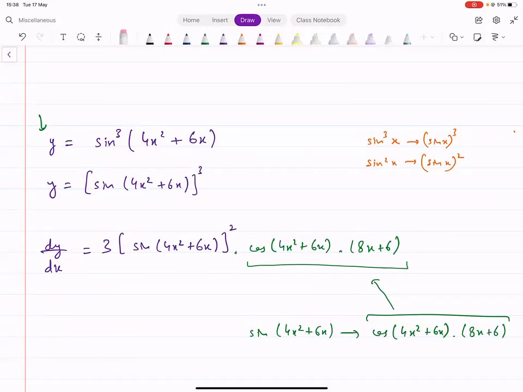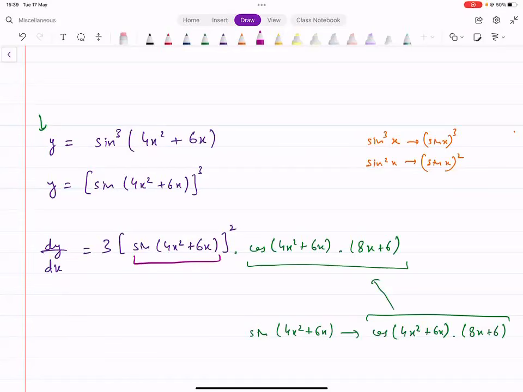तो पहले आप क्या करोगे? पहले उस power को differentiate करोगे. So 3 comes down here, gets multiplied, and then you subtract 1 from the power. Power में से 1 subtract कर दिया, जो भी अंदर था that stays as it is. This thing stays as it is. And then you multiply by the derivative of what is inside here. Sine of 4x squared plus 6x की derivative से multiply करेंगे. अब इसके derivative क्या होगा?